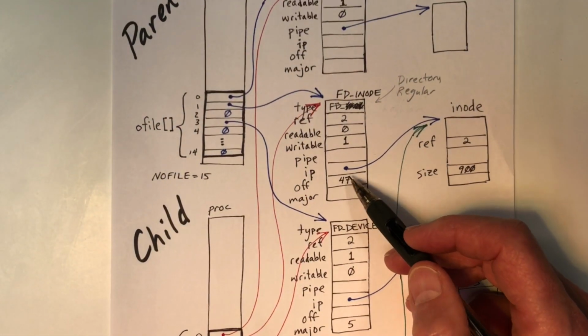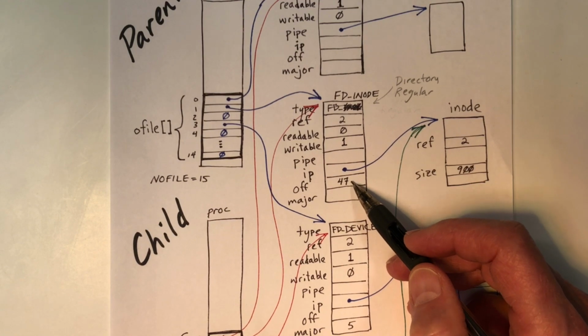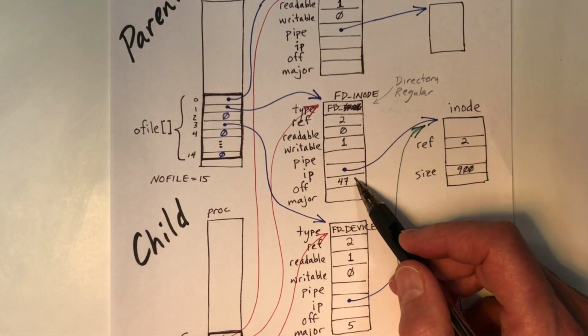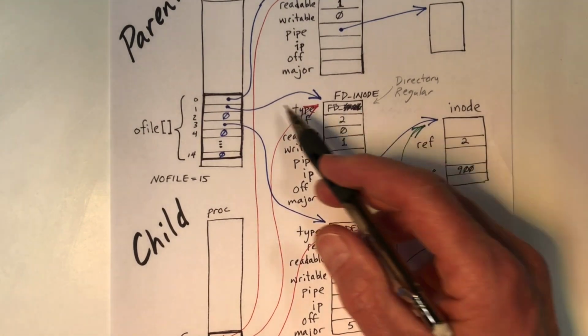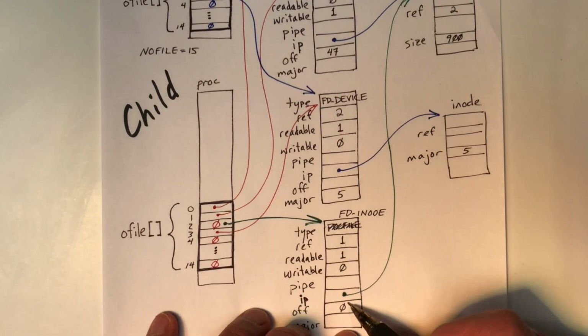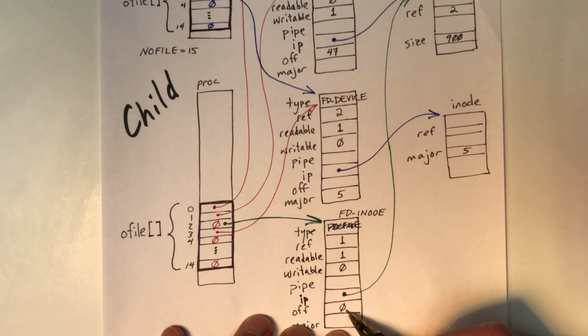And it also contains a field for the offset. So one process could be at one point in the file using its file structure, and another process could be at another point in that file using its offset.